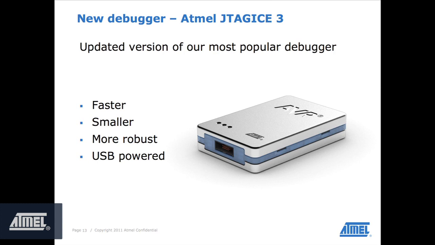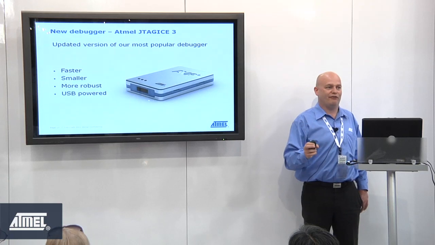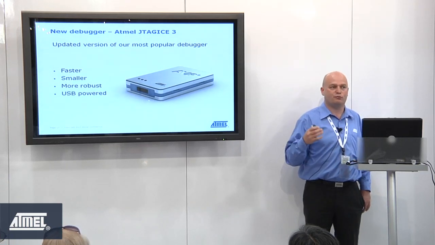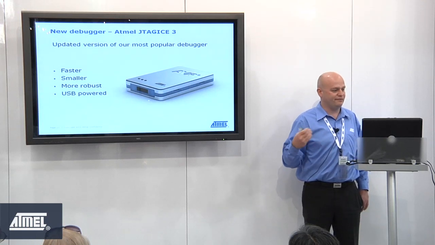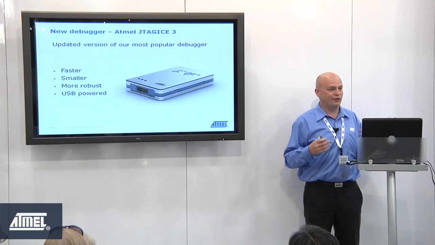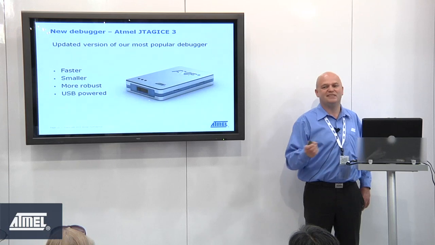One of the new tools that we are supporting with AVR Studio 5 is our new JTAG Mark III. So this is a replacement for the JTAG Mark II, which we have been using for quite some time. This one is smaller, so it's easier to carry around. It's also much faster than the previous one, so especially if you're running large projects, you will see that the download speeds are faster. It's also more robust for both mechanical and electronic stress. And everything is USB powered, so it's very easy and convenient to use.